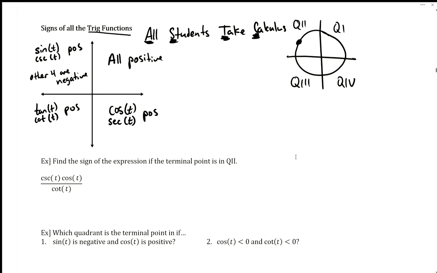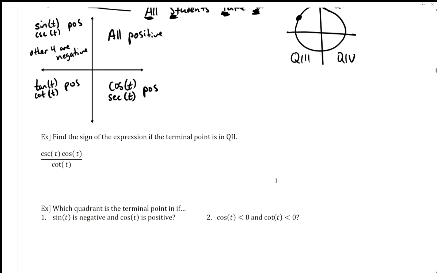On this it says find the sign of the expression if the terminal point is in quadrant 2. The saying's nice and all, but it's saying we're somewhere in quadrant 2, so we're somewhere over here. We don't know exactly, so I'm just doing a really big dot. But I do know that the x-coordinate is negative and the y-coordinate is positive in quadrant 2. For this problem, they give a cosecant. We can think of it as sine, since they have the same signs.